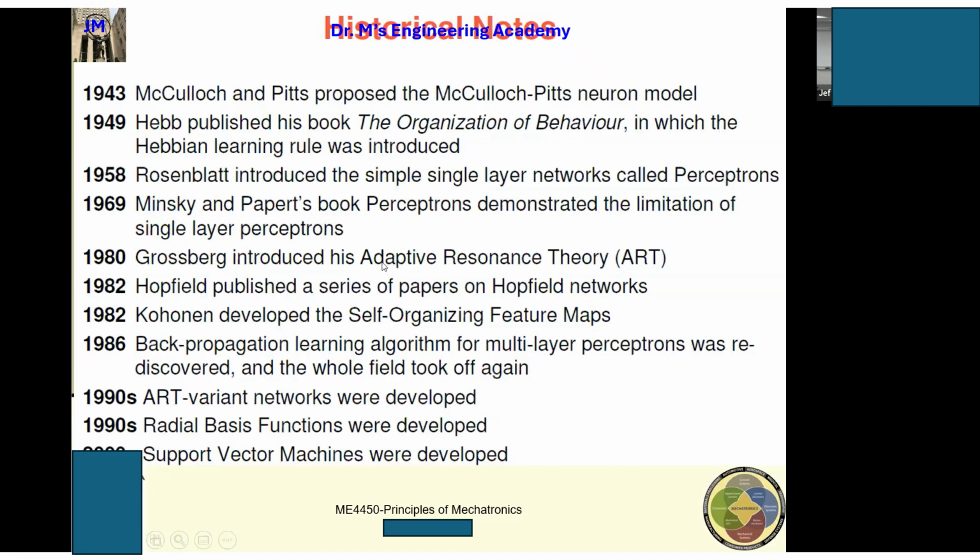And so we have adaptive resonance theory and Hopfield, and this Hopfield network, and self-organizing feature maps, the back propagation learning, and ART variant networks, and radial basis function, and support vector machines for development. This is the brief history of artificial neural networks.